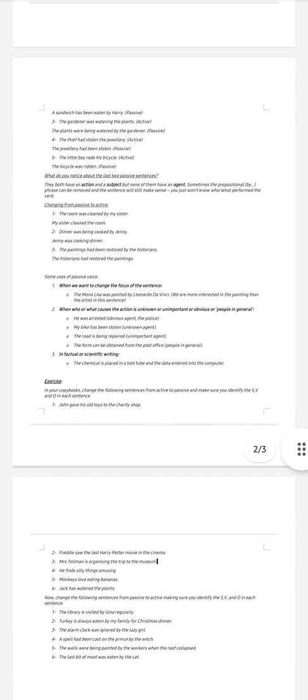Now, a lot of you might ask, why do I need to learn about the passive voice? Why do I need this lesson in grammar? Now, there are many uses, but these are some of the top ones that I've chosen for you. When we want to change the focus of the sentence. For example, the Mona Lisa was painted by Leonardo da Vinci. We're more interested in the painting than the artist in this sentence, instead of saying Leonardo da Vinci painted the Mona Lisa.